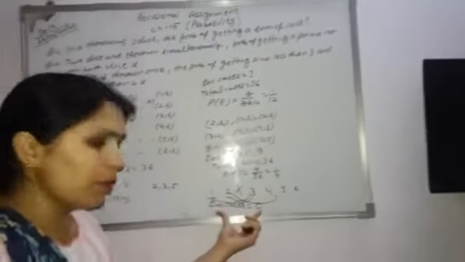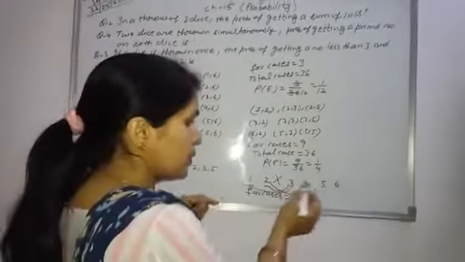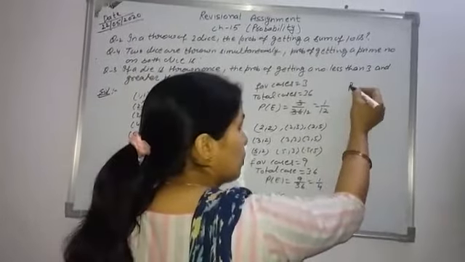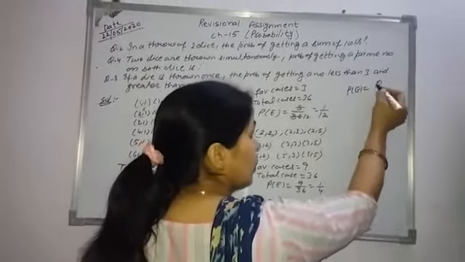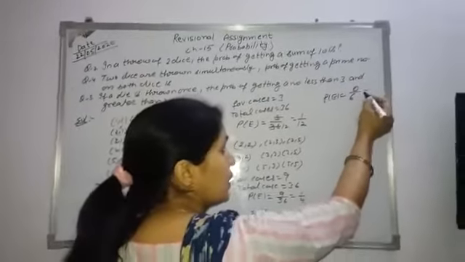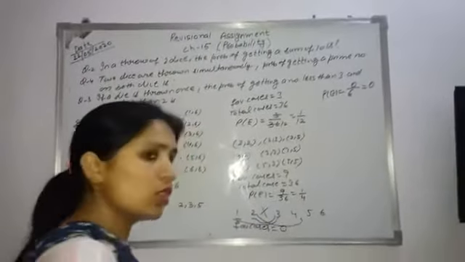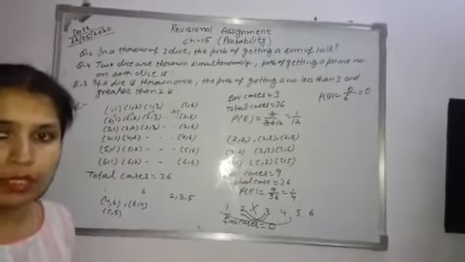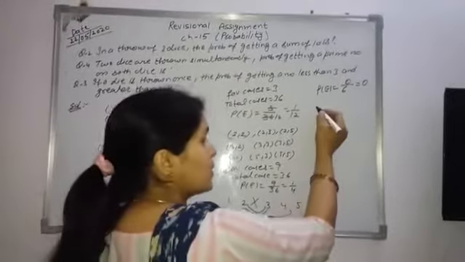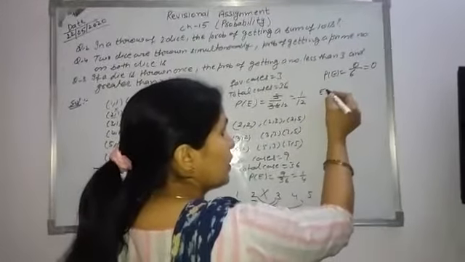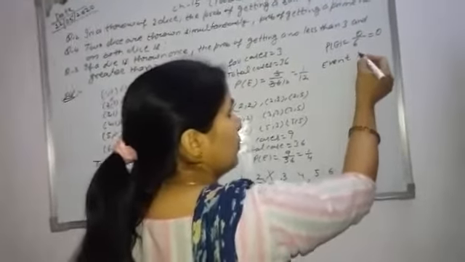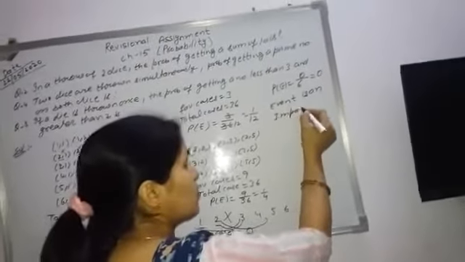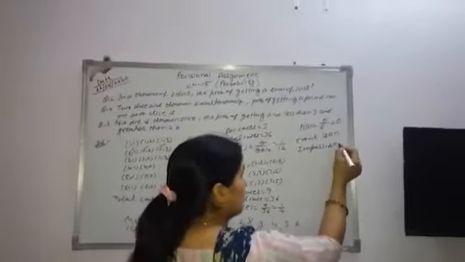Favorable cases 0. Total cases on a single die: how many cases do we have? 6 cases. So the probability of this event is favorable 0 over total 6, so the probability is equal to 0. And in any case, if we obtain probability equal to 0, then we can say that this event is an impossible event.